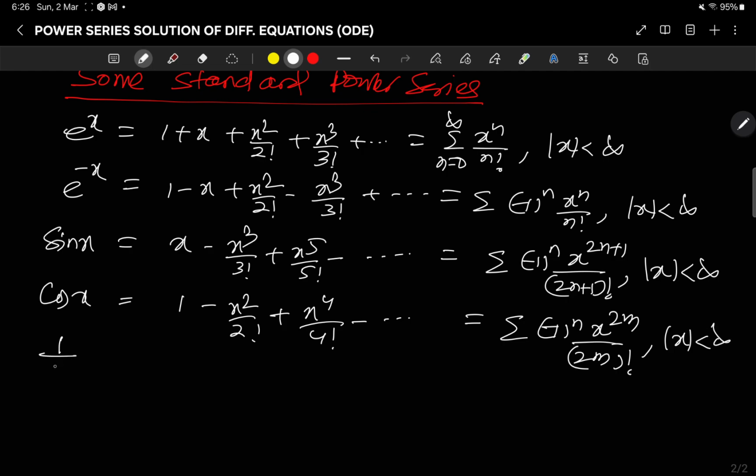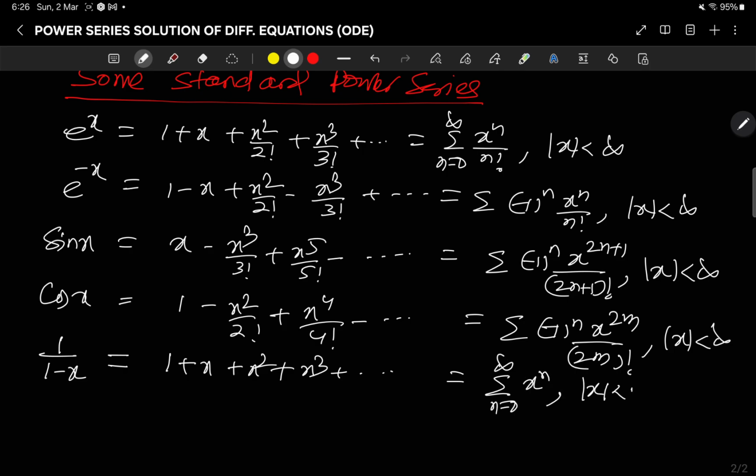Then suppose we write 1 by 1 minus x. You know the binomial expansion. It is 1 plus x plus x square plus x cube and so on. So this is simply the summation n equals 0 to infinity x to the power n. Here mod x less than 1 means the radius of convergence is 1. It is valid in a circle of convergence with center 0 and radius 1.